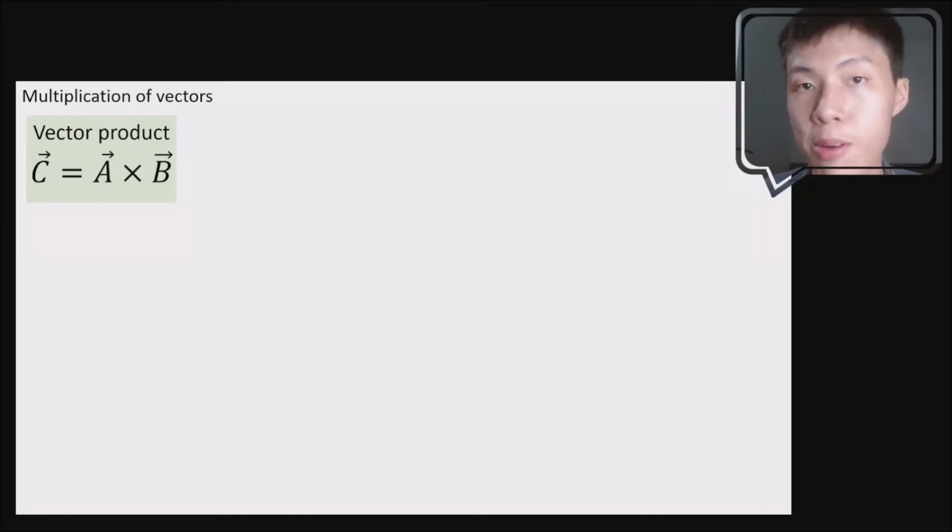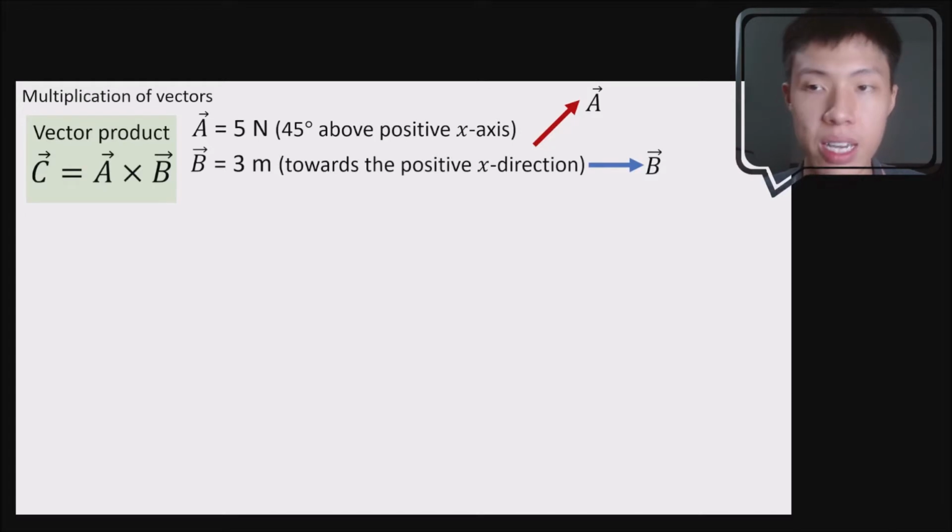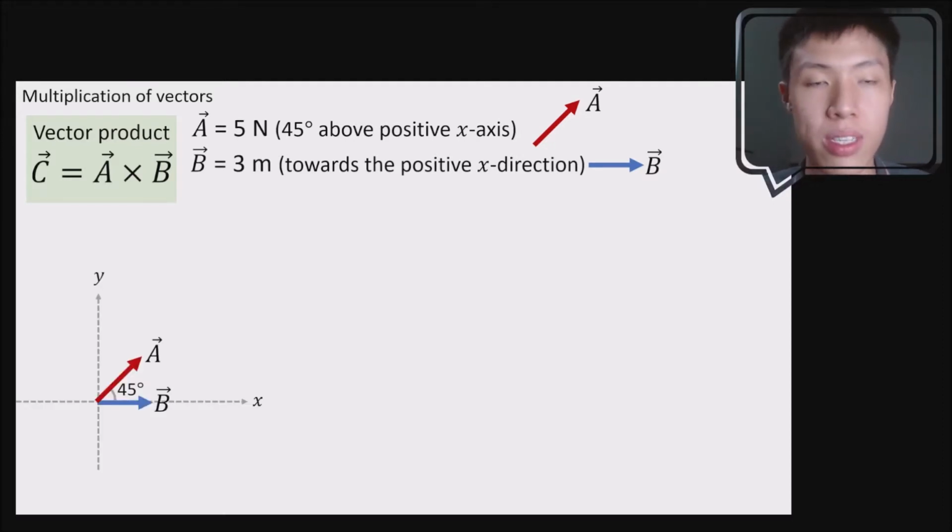Let's move on to talk about vector product. So we are given the same vectors as the scalar product examples, but instead of finding a scalar product, now let's try to find the vector product. Again, we put the tail of both vectors on the origin. So the tail of vector A and the tail of vector B are both placed on the origin. And now we try to determine the vector product.